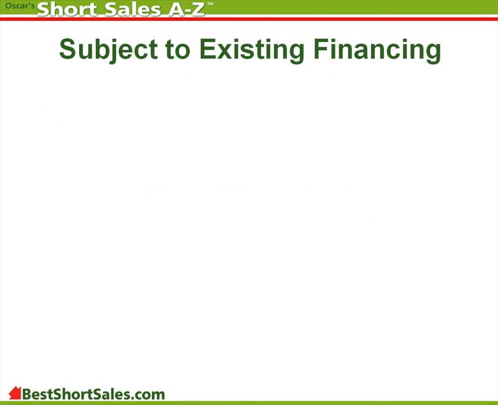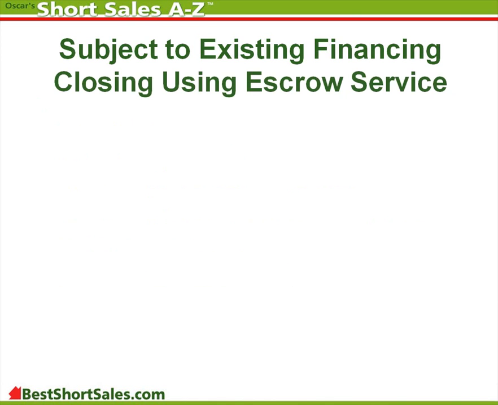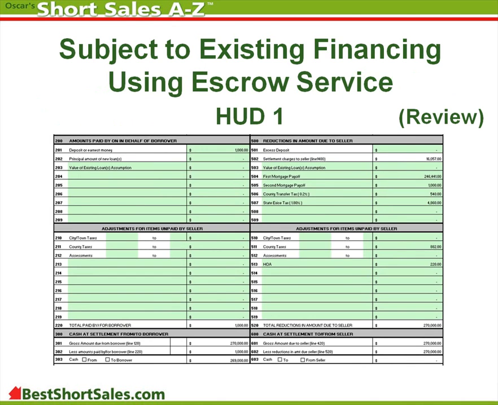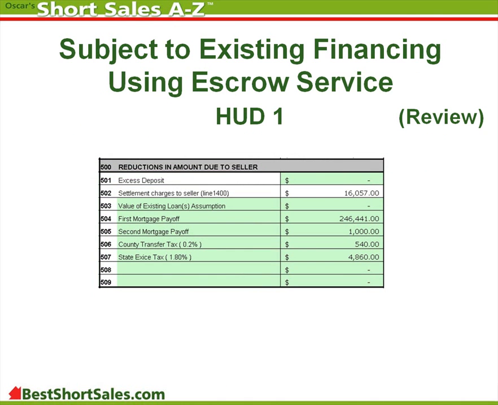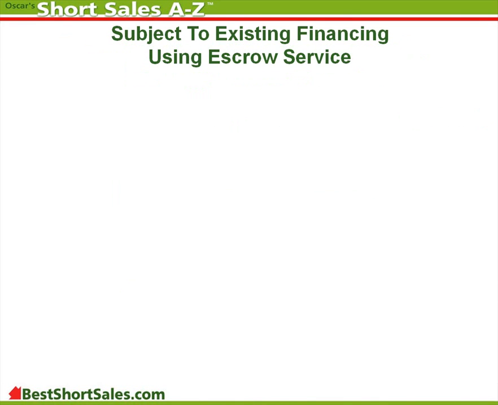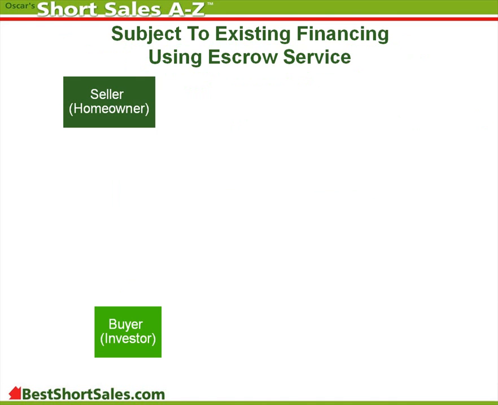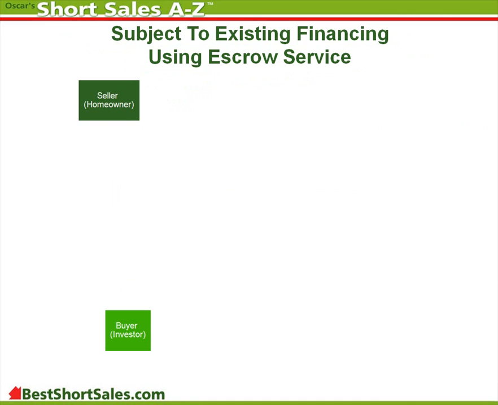Closing subject to existing financing by using an escrow service. The escrow service will use a HUD-1. Line 503 is a provision for loan assumption. The value of the reinstated loan goes here. This is how the transaction works. The seller is a homeowner. The buyer is an investor. Regular homeowners don't buy this way. For this, the escrow service needs to be open to more complex transactions.